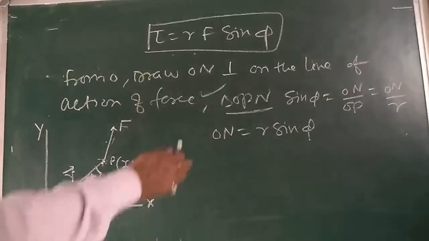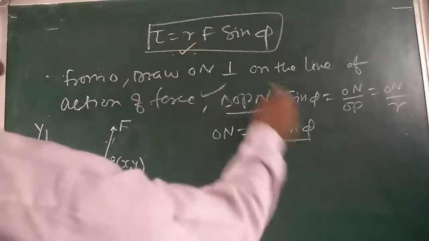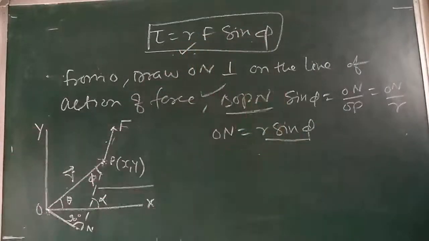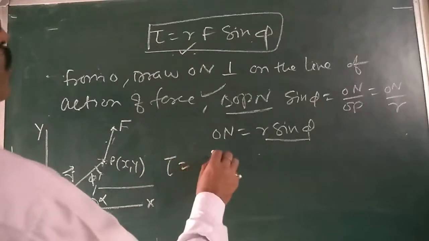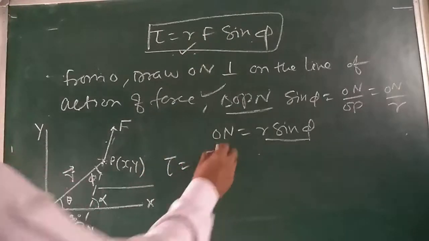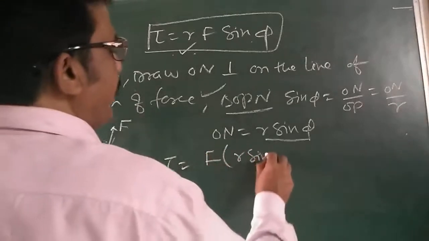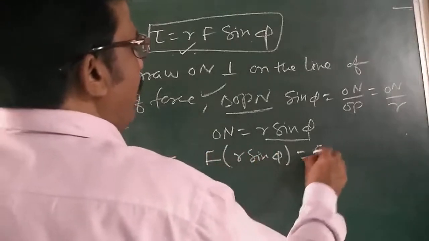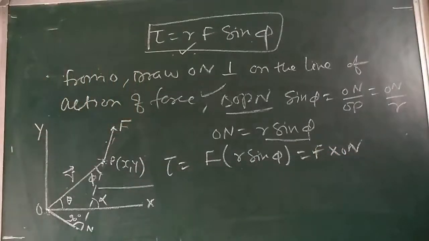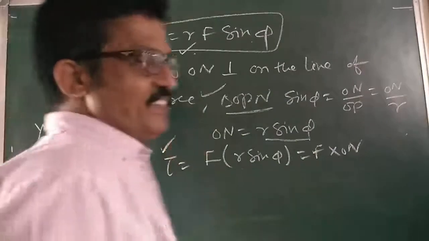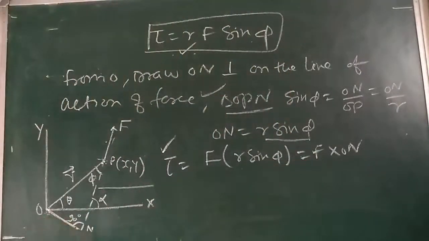So from this equation, in place of R sin phi, we can write ON. So torque is equal to F times R sin phi, that is equal to F into ON. So what is this result? See, this is the force and the perpendicular distance.